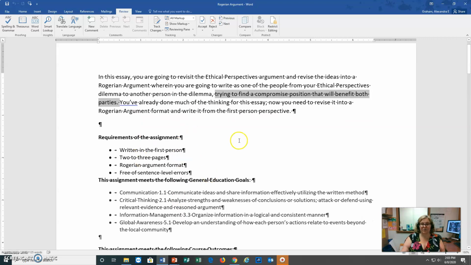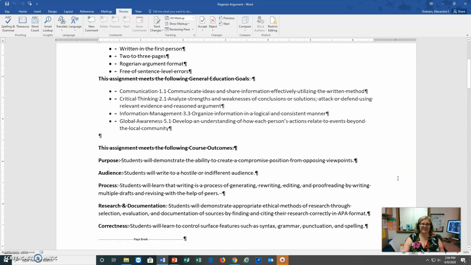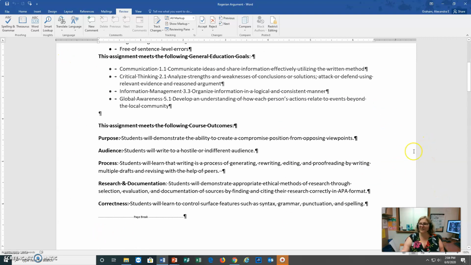So this one needs to be written in the first person, because you're writing as a person from the dilemma to the other person. So there's a little bit of a creative writing aspect to this. This is only 2 to 3 pages because the Rogerian argument is a fairly short argument. There's not a lot of extra fluff in it. Not a lot of research, although you can include research if you want to. You don't have to, but you can. But there isn't a lot of fluff to a Rogerian argument. It should be free of sentence level errors, meet these education goals, and meet these course outcomes. So again, this is something you can include in your portfolio.